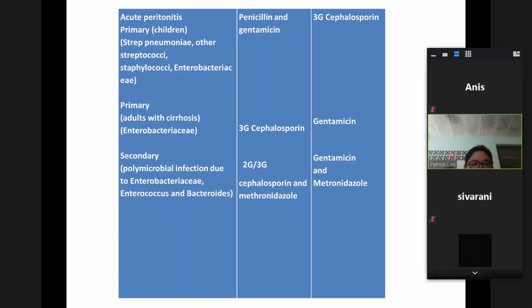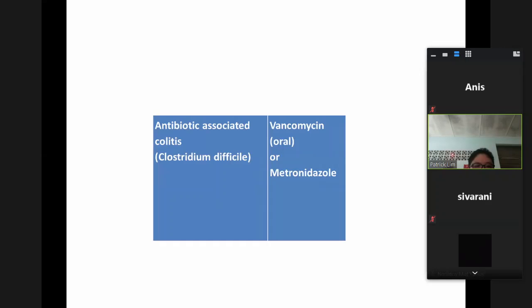If there's secondary peritonitis due to polymicrobial infection with Enterobacteriaceae, Enterococcus, and Bacteroides, we can give second generation or third generation cephalosporin and metronidazole. As an option, we can give a combination of gentamicin and metronidazole. If someone has antibiotic-associated colitis due to Clostridium difficile, we can give oral vancomycin or metronidazole.